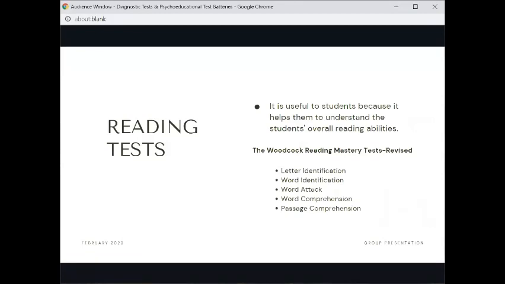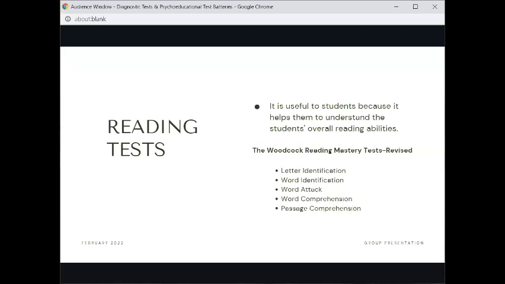Yes, it is useful. This reading test is useful to students because it helps teachers understand the students' overall reading abilities. Furthermore, the Woodcock Reading Mastery Test Revised measures reading readiness, reading achievement, and reading difficulties in each of the subtests. The people who take it are children as young as 4.5 years old and adults up to 80 years old, mostly in between. They take 15 to 45 minutes on the test.